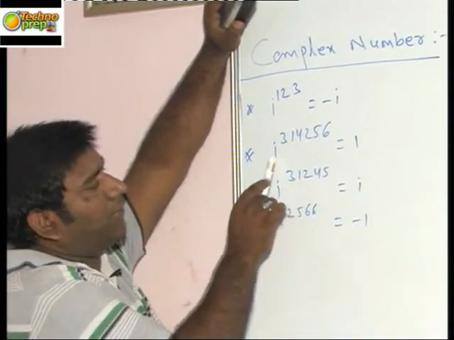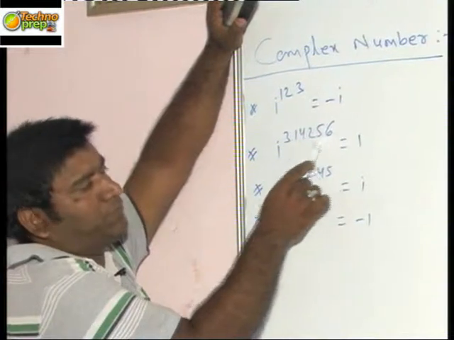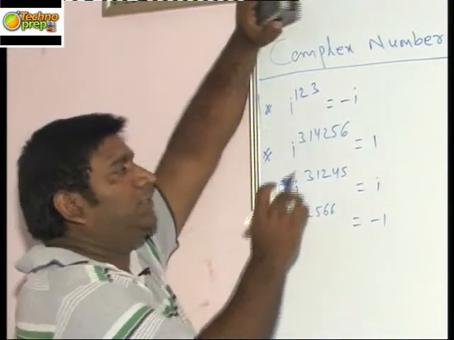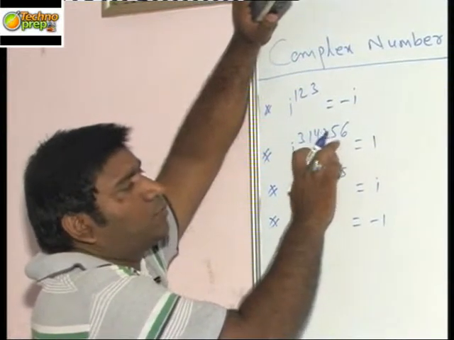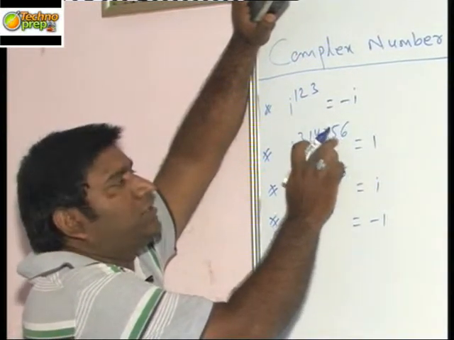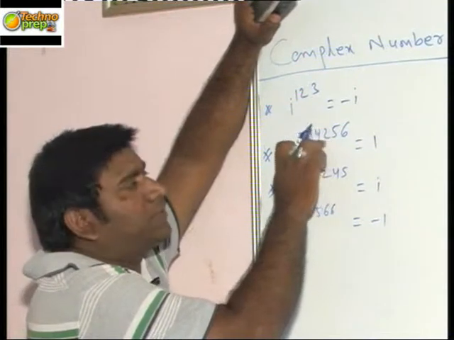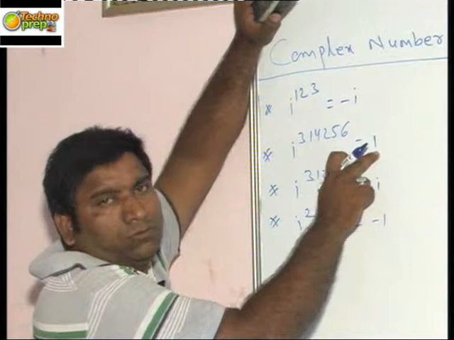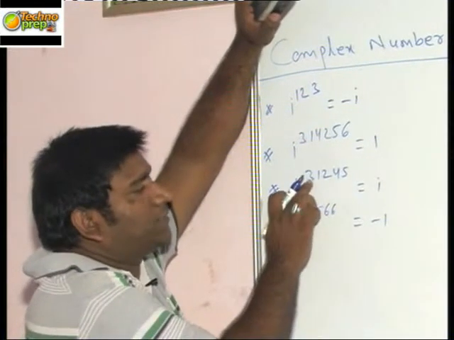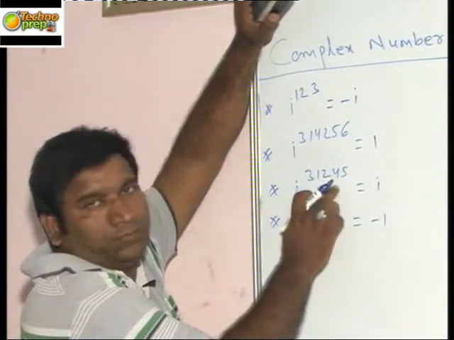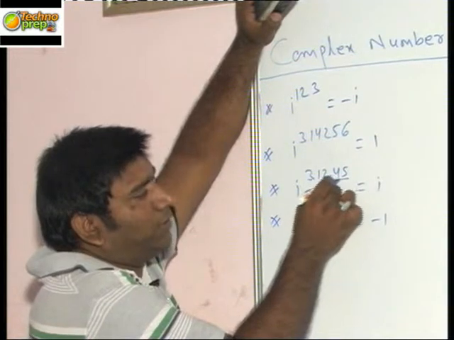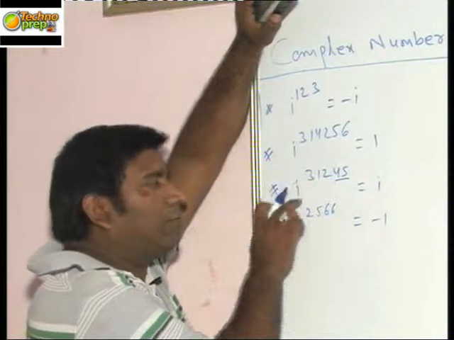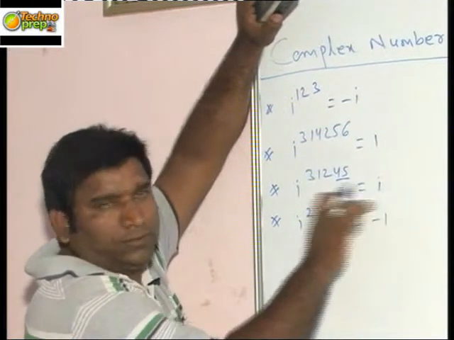Similarly, for i to the power 31426, which is a very large number, we can find it quickly. The last 2 digits, 56, are divisible by 4, which means the remainder is 0. So i to the power 0 is equal to 1. Similarly, for i to the power 31245, the last 2 digits are 45. Dividing 45 by 4, the remainder is 1. So i to the power 1 is equal to i.